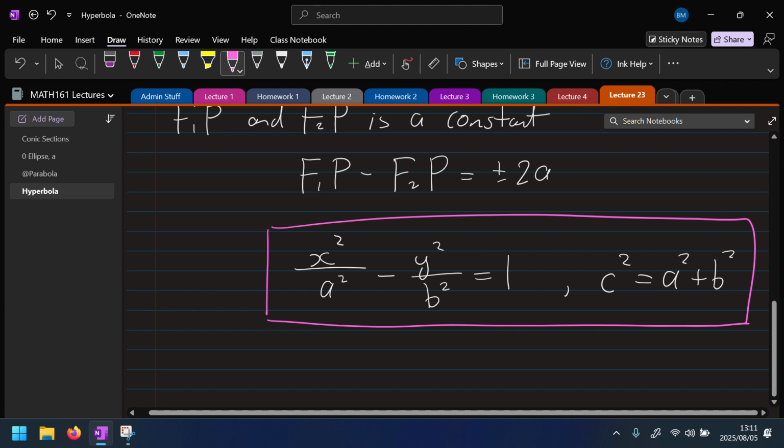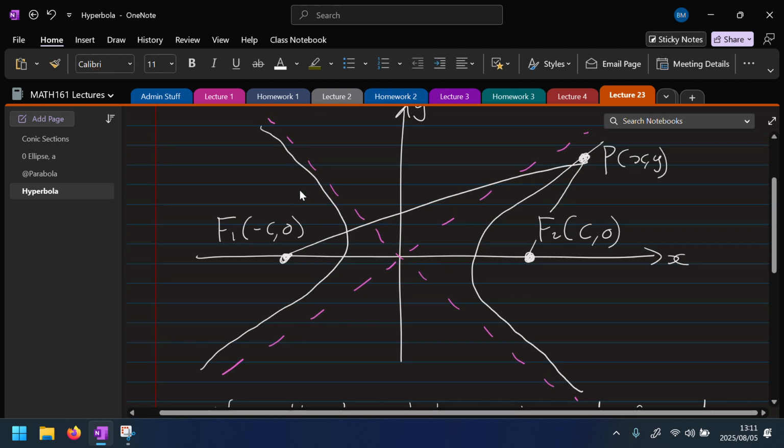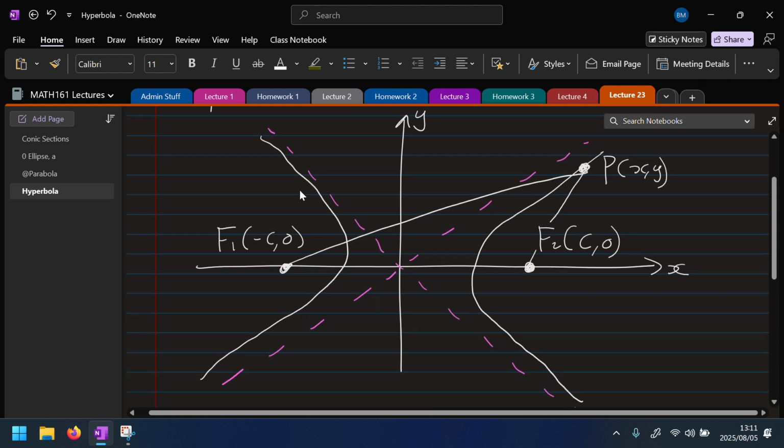Okay. Yes. It's whatever points on the graph. You pick a point on the graph, you call it P. Okay. Yes. Yep. Okay.